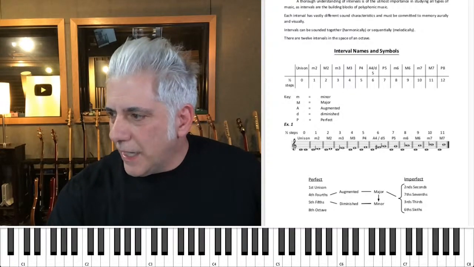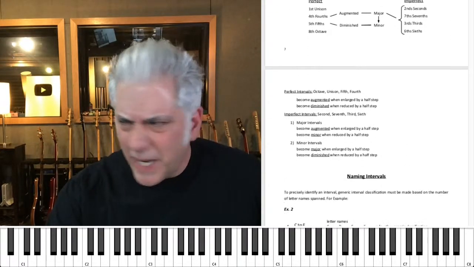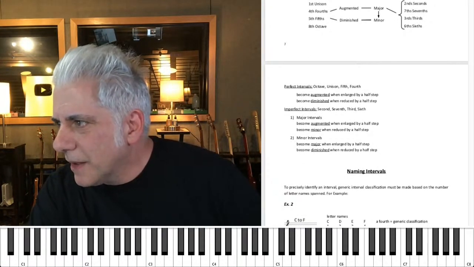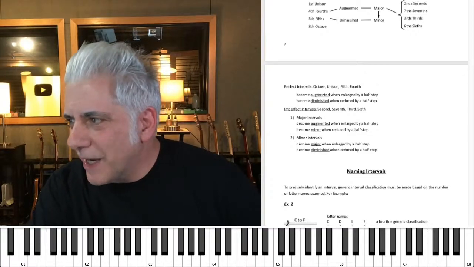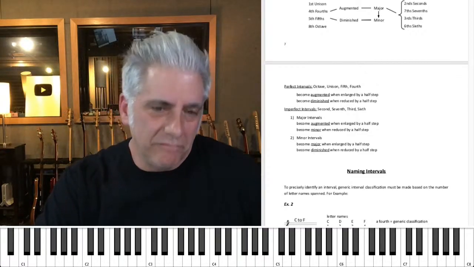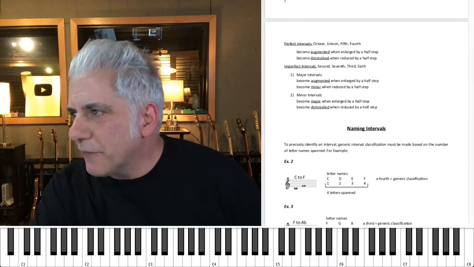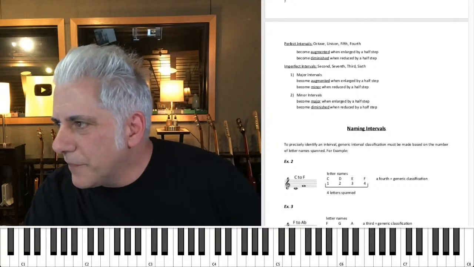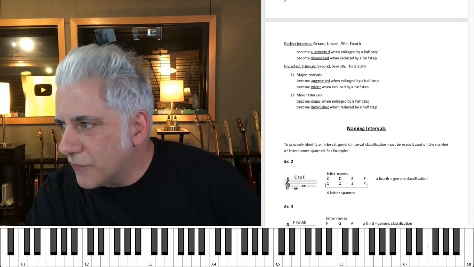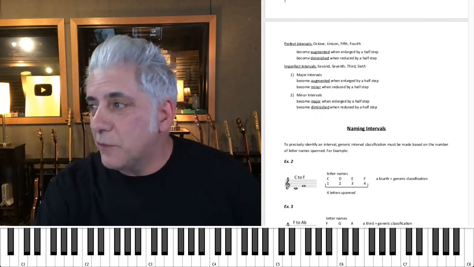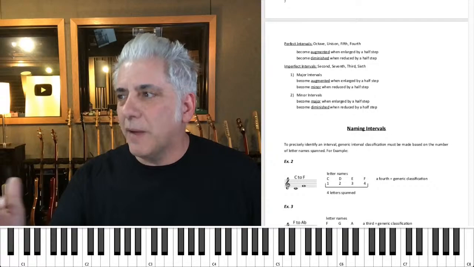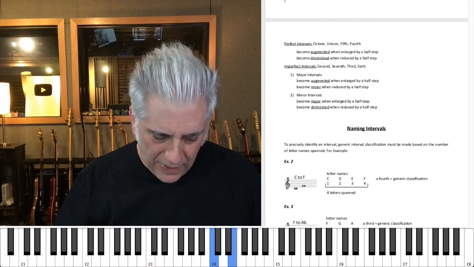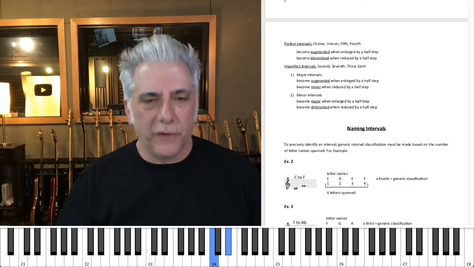Okay, now if I go on to this next page, it says perfect intervals, octave, unison, 4th, 5th, can become augmented when enlarged by half step, become diminished when reduced by half step. Just what I talked about, right? Imperfect intervals, which would be 2nds, 7ths, 3rds, and 6ths, become major when enlarged by half step, major intervals become augmented when enlarged by half step, meaning raised by half step, and they become minor when lowered by half step. So C, D, E is a major 3rd. If I lower that by half step, it becomes a minor 3rd.